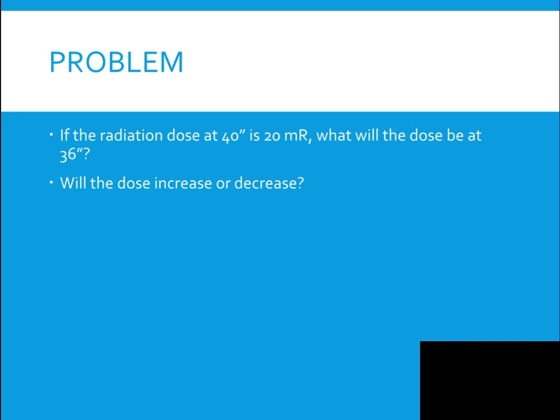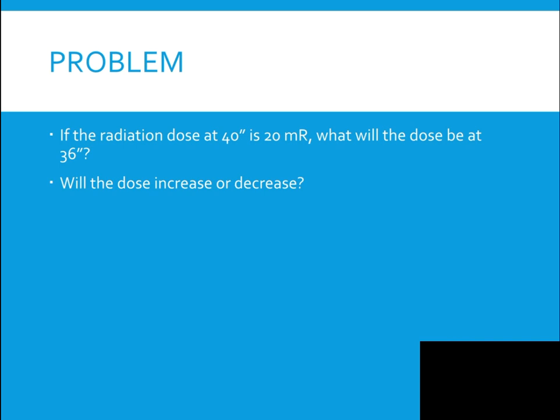So if you have a radiation dose at 40 inches, your radiation dose at 40 inches is 20 mR, what will the dose be at 36 inches? Okay, so the first thing that you need to focus on is the mR. It's not asking you about mass. This is asking you about milliroentgens, which is exposure. It could be milligray, but it's not asking for mass. So you've got to assume that this is going to be your inverse square law.